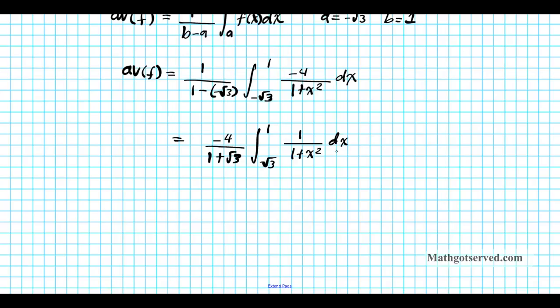Do you remember the function that results in this function upon differentiation? Do you remember the derivative of your tan function? What's d dx of tan? Inverse tan, sorry. The derivative of inverse tan is 1 over 1 plus x squared, right?